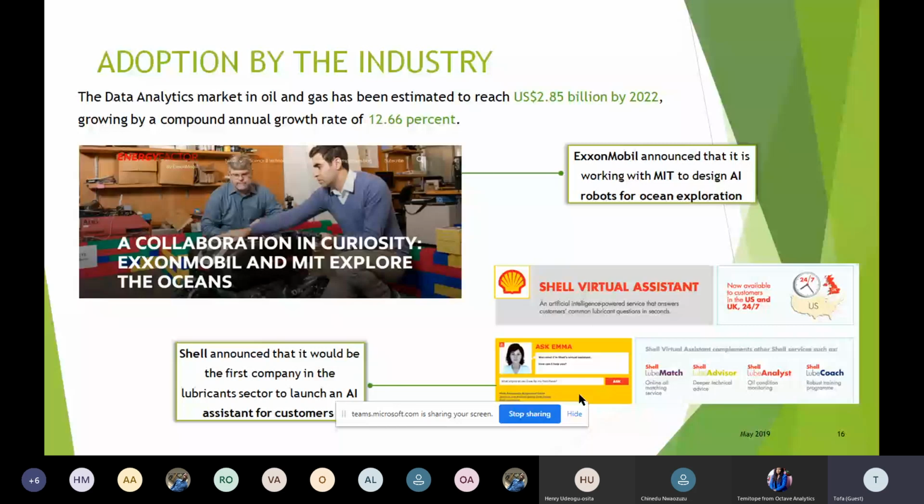That being said, the oil and gas industry is actually looking into data and analytics. And I want to tell you that there is no company now that I know, especially among the majors, that does not already have a data and analytics department in the company.